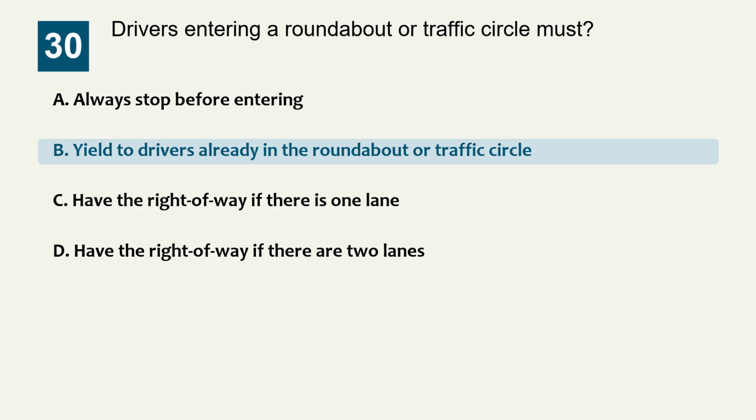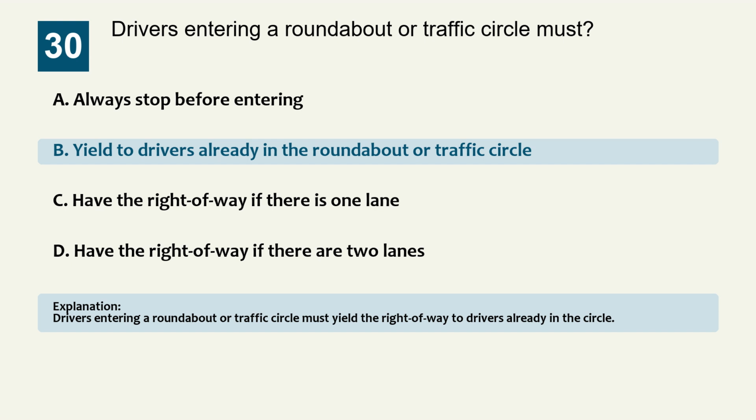The correct answer is option B. Yield to drivers already in the roundabout or traffic circle. Drivers entering a roundabout or traffic circle must yield the right of way to drivers already in the circle.